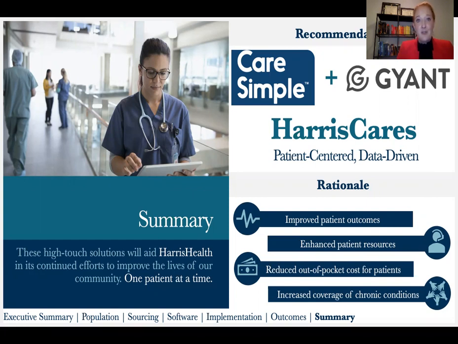Considering the robust nature of CareSimple's ability to roll out RPM programs at scale, Giant's artificial intelligence capabilities, and the comprehensive nature of our health campaign, Apex Consulting recommends that Harris Health implement these changes. We believe that these suggestions comprise the answer to the question, what does the ideal Harris Health RPM solution look like for managing chronic conditions?